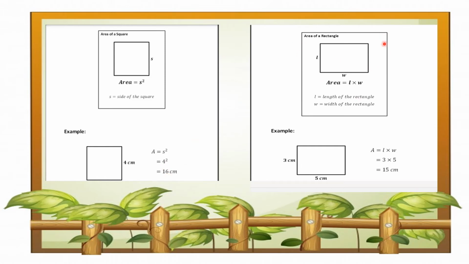This is another example of area of a rectangle. That is, area equals length times width. Okay? L is the length of the rectangle and W is the width of the rectangle. This is an example. This is a rectangle and this length is 3 centimeter and this width is 5 centimeter. So A equals L times W is equal to 3 times 5, and the answer is 15 centimeter. Okay, next.